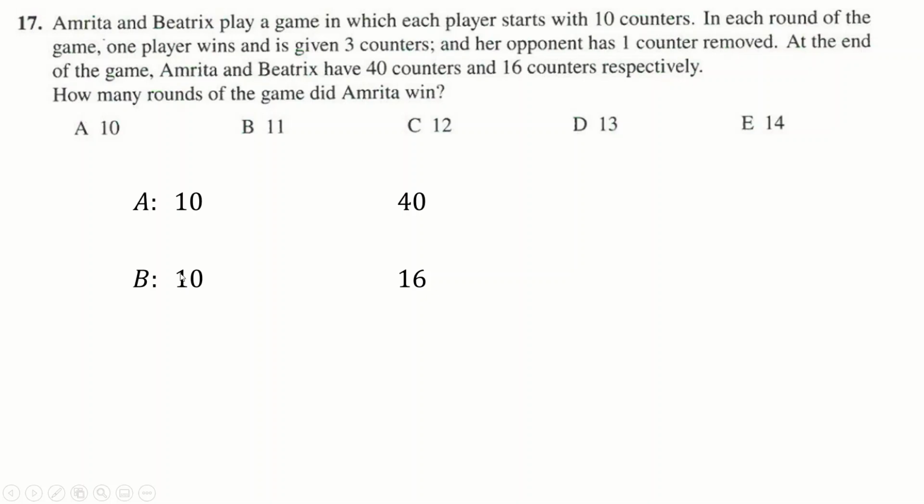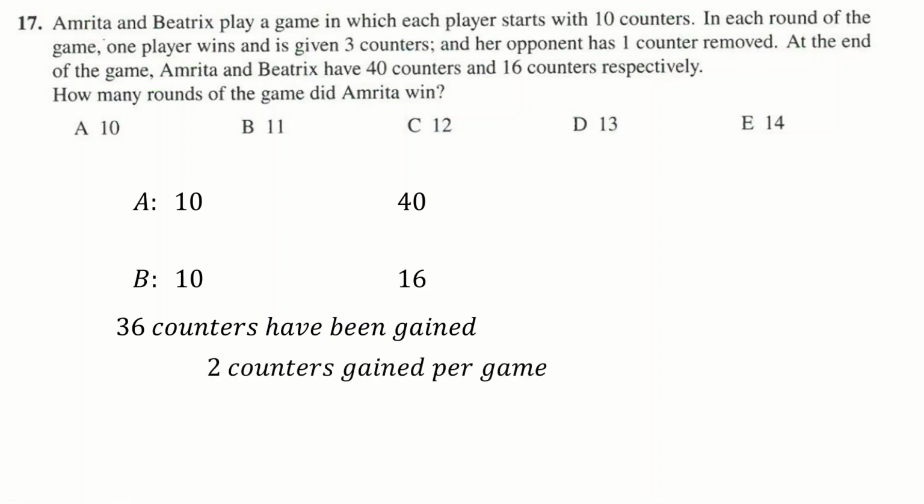Whoever wins the next game, because each started with 10, the total will be 22. Because one person will go up by 3 and the other will go down by 1. Doesn't matter which way around that is, the total is going to be 2 more. So if the total increases by 2, no matter who wins each game, then we see here the total is increased by 36. Which means if 2 counters are gained per game, 18 games must have been played to get to this total here.